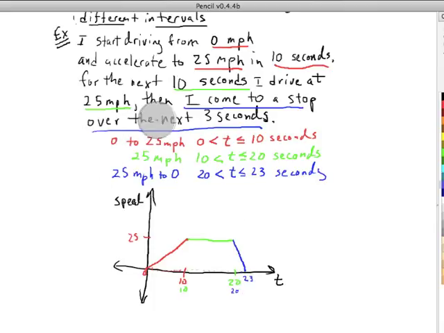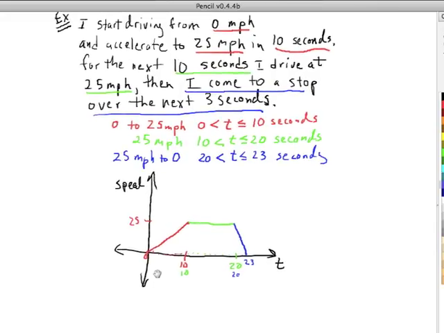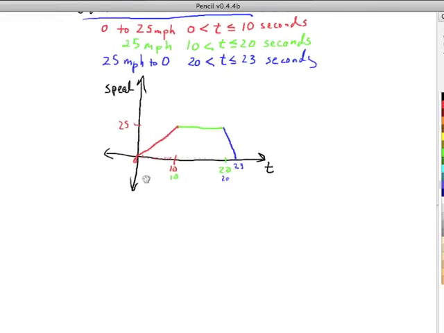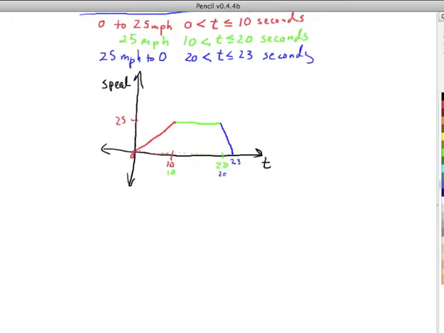Now, if they said define this function, there's the given. You can always go back to look at that again. How would we describe this function now? Speed is a function of time. Now I'm going to define each one of these parts of the graph, and I'll just keep with the colors.